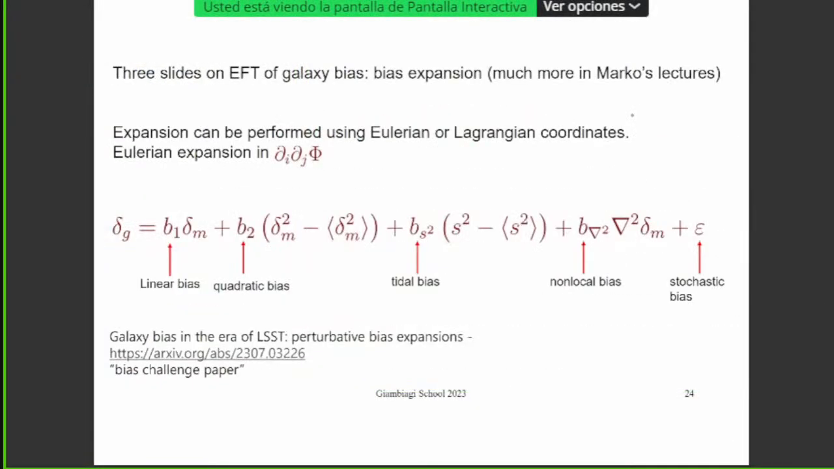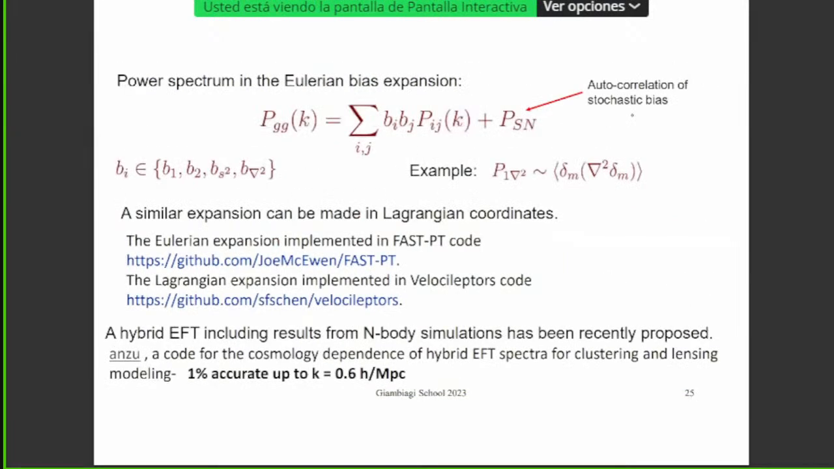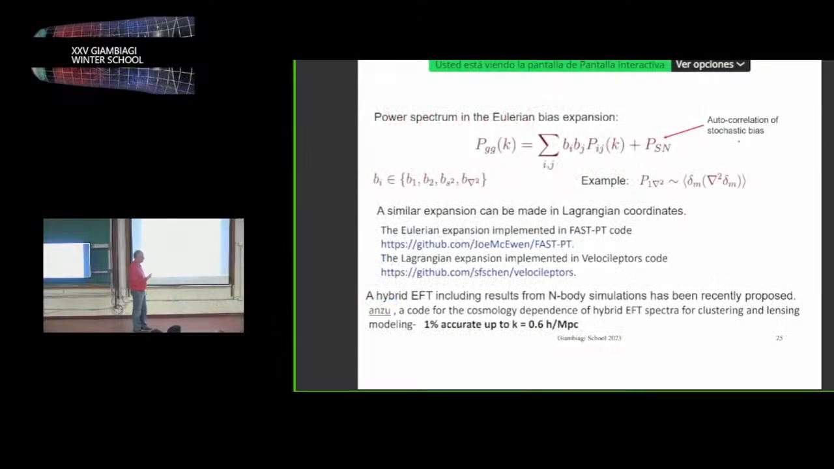Okay, so right. You can compute the galaxy-galaxy power spectrum in terms of the power spectrum of not only matter, but also other terms. If you want to compute this expansion in bias, you have to compute the correlation between, just as one example, the matter fluctuation and the Laplacian of the matter fluctuation. This will be one term in this expansion. Is it clear? No, it's not clear, because you have these different sets of operators. For instance, you have to compute delta m with delta m squared if you want to compute the term b12.